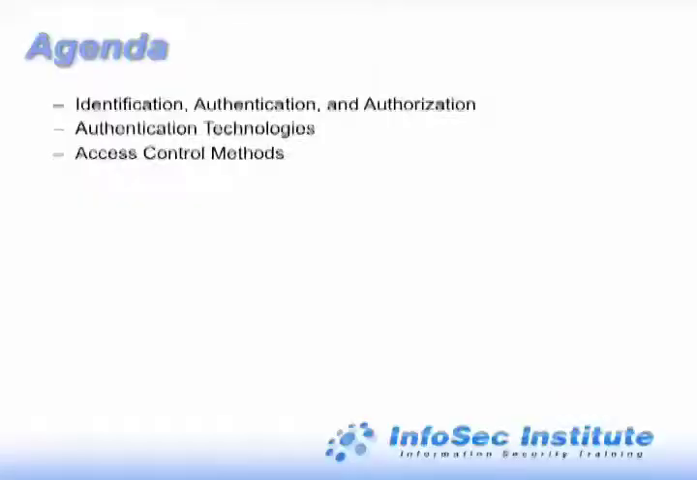Okay, in this area we cover identification, authentication, authorization, also authentication technologies, and access control methods. And again, throughout this whole thing and throughout the whole CISSP, we're going to try to go back to these access control characteristics through the physical, technical, and administrative.